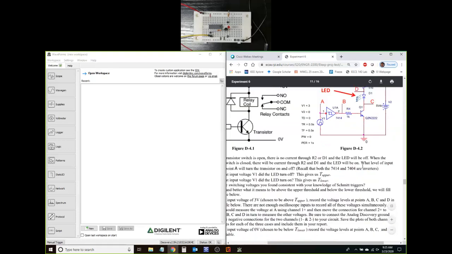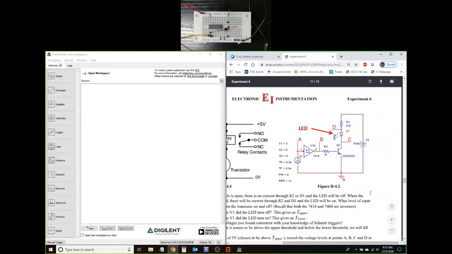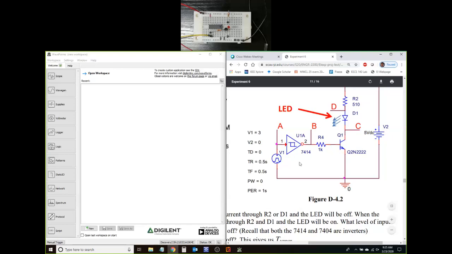So the circuit that we are going to build is figure D-4, where you have an input over here, and the input is a triangle wave. The way I know that is because the rise time is 0.5 seconds and the fall time is 0.5 seconds, and the period of this is 1 second. So if the period is 1 second and rise and fall times sum up to 1 second, that means it is going to spend all its time either rising or falling.